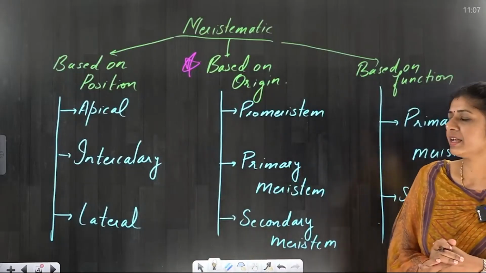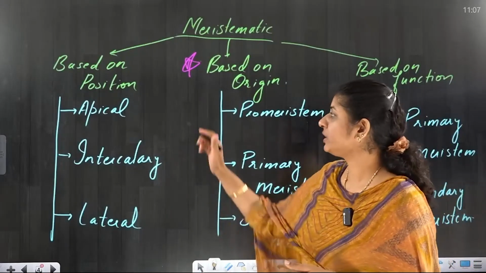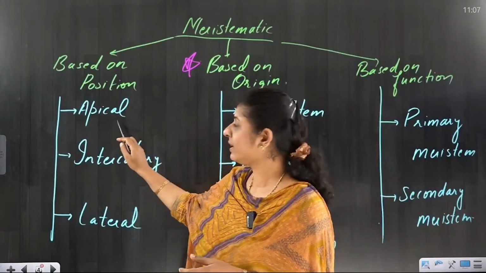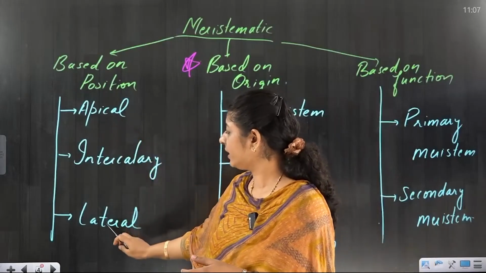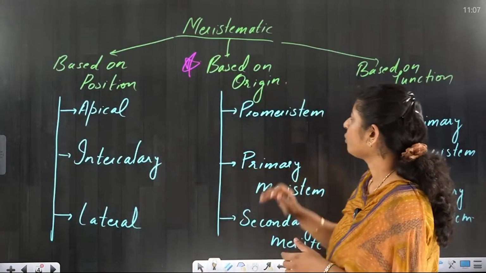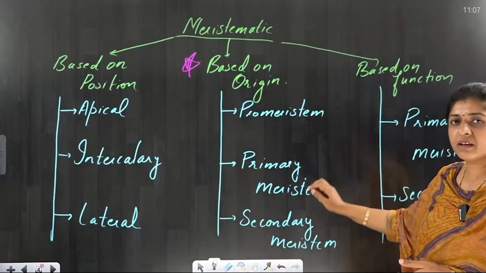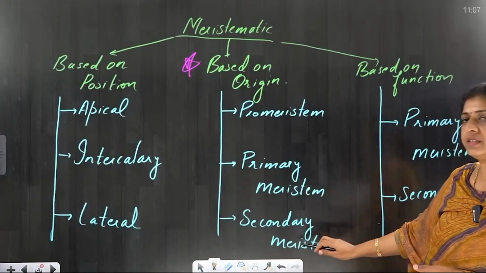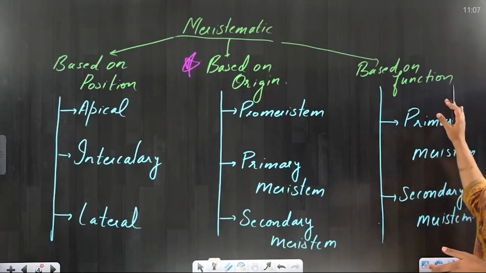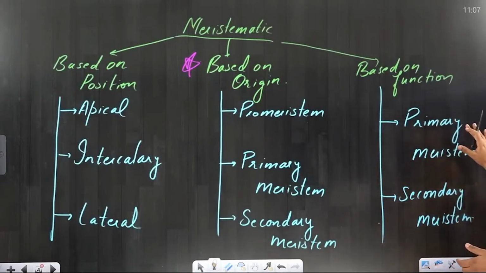So meristematic, again I repeat, dividing cell. Now based on position, three are there: apical, intercalary, lateral type, right? Now based on origin, which three types are there? Promeristematic, primary meristematic, secondary meristematic. Based on function, we have primary meristem and secondary meristem.